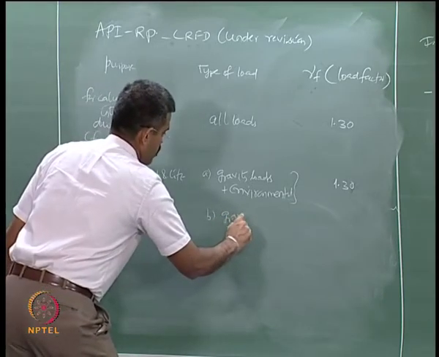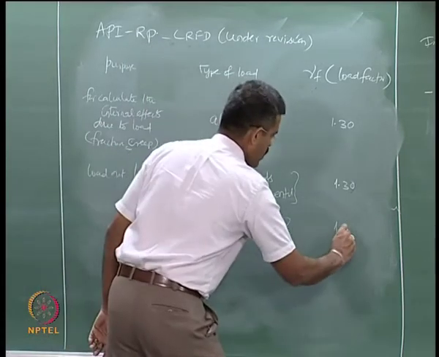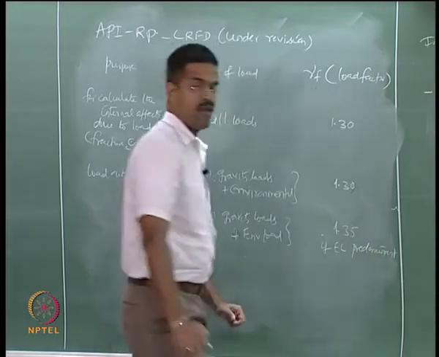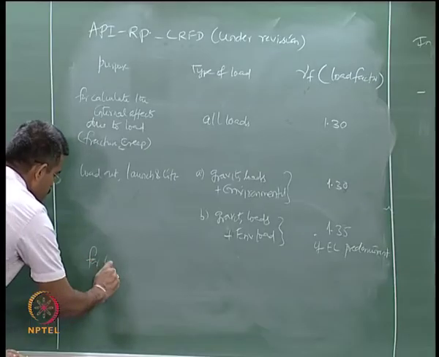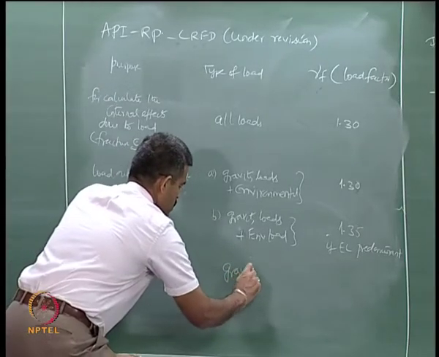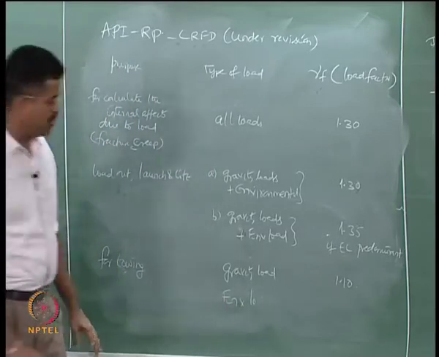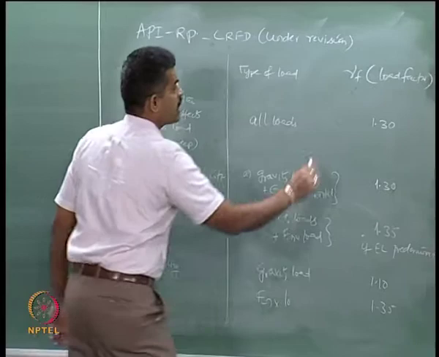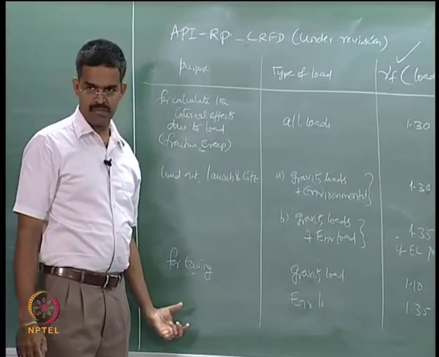The other option is for a combination of gravity loads and environmental loads, you can also use a value of 1.35 if environmental loads are predominant over gravity loads. For example, compliant structures. For towing, depending upon the purpose, for gravity loads use a value of 1.10, for environmental loads use a value of 1.35. This is the order that API recommends for load factor, depending upon the purpose you are looking at in the design, okay.